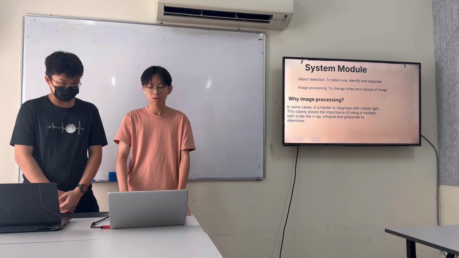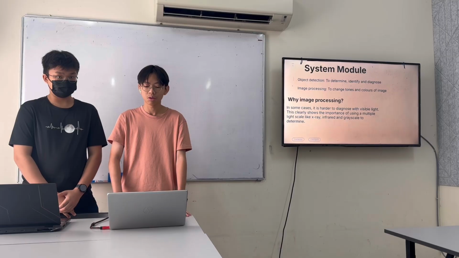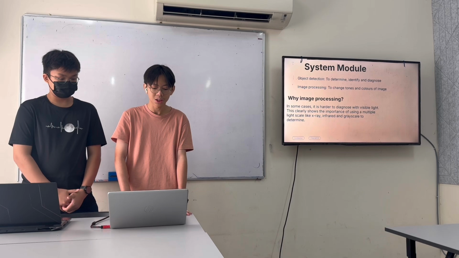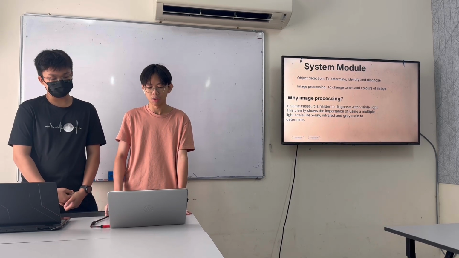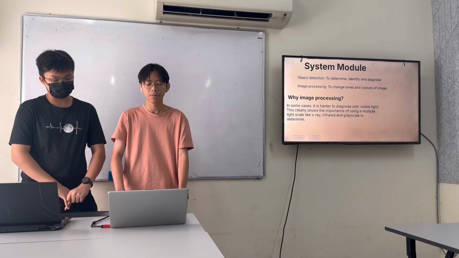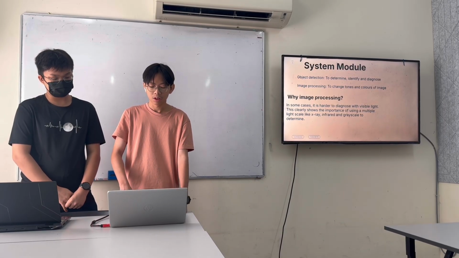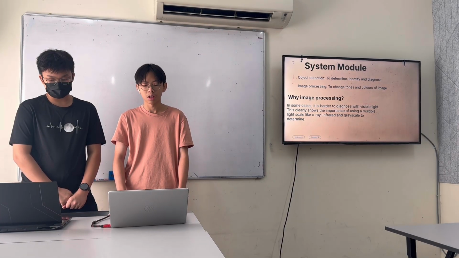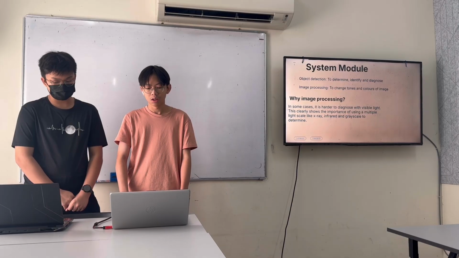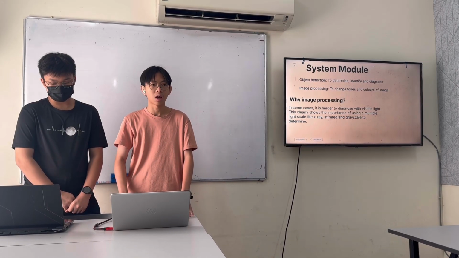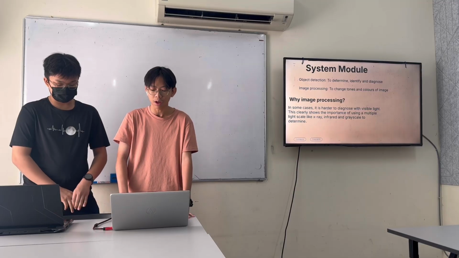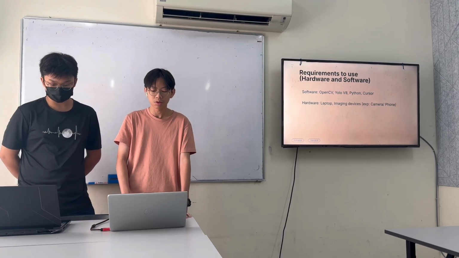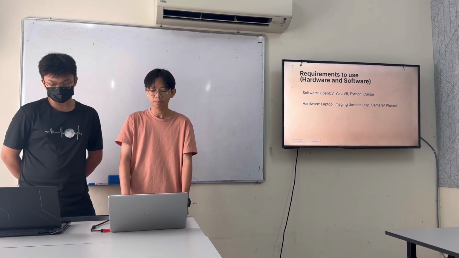Image processing, we use it to change tones and colors, and also the most important part, we make the image clearer. In some cases it is hard to diagnose with visible light, and the color part may make it harder to diagnose. Like the color border, black within black and white, is not that clear, so it is hard to identify. The software we use is OpenCV, YOLO V8, Python, and Cursor.